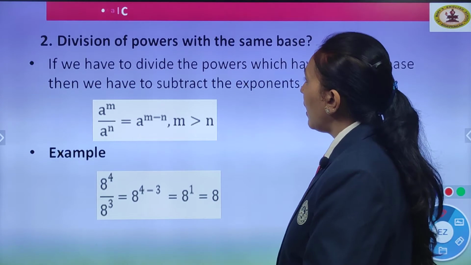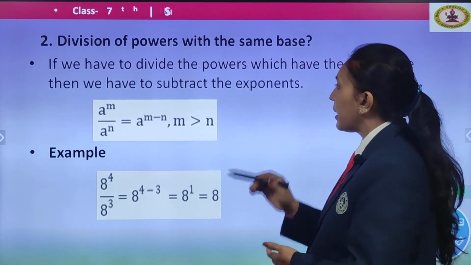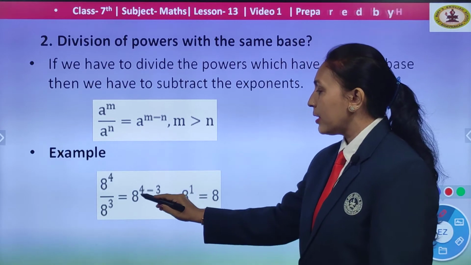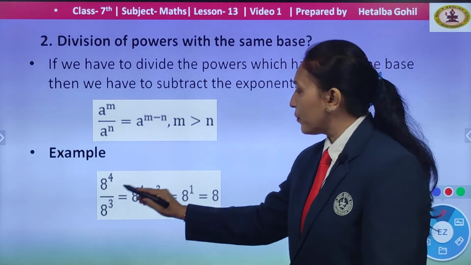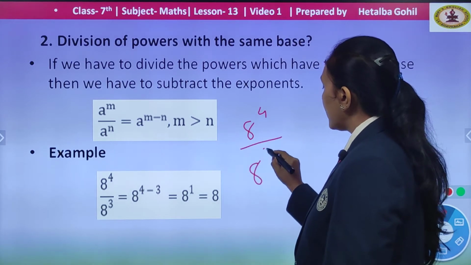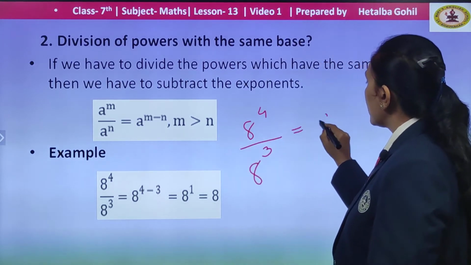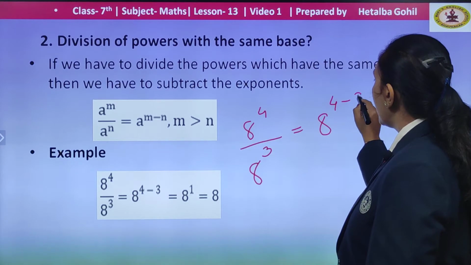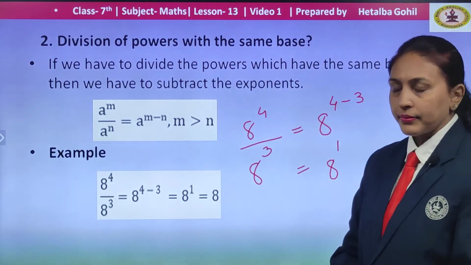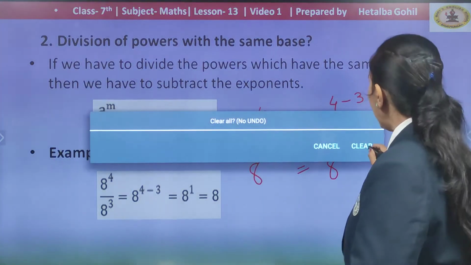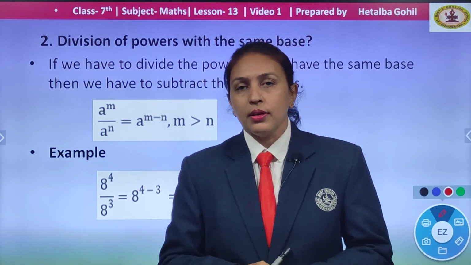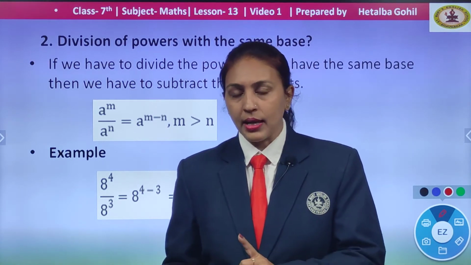The second rule: we have the division of powers with the same base. Whenever we have the same base, in that condition we subtract the powers. You can see here 8 raised to 4 divided by 8 raised to 3. In this condition, children, we subtract the powers, so we will get here 8 raised to 1. So whenever in multiplication we add the powers, in division with the same base we subtract the powers.